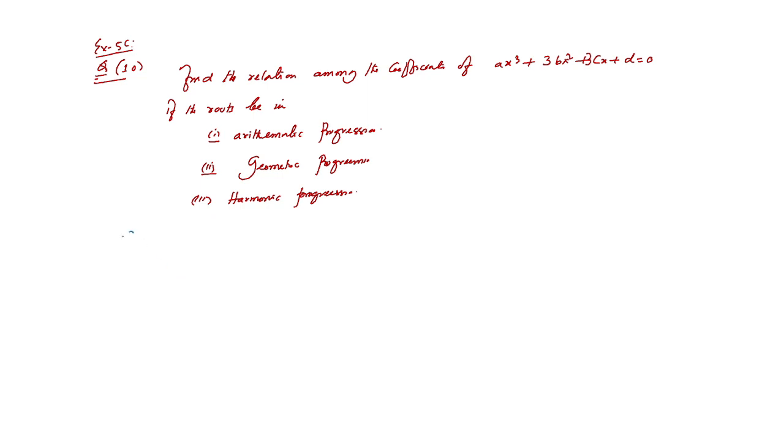So how will we solve this kind of problem? The solution: the given equation is ax cube plus 3bx square plus 3cx plus d equals 0. Okay, so now we come to the first problem.